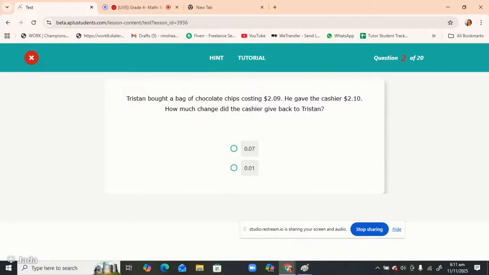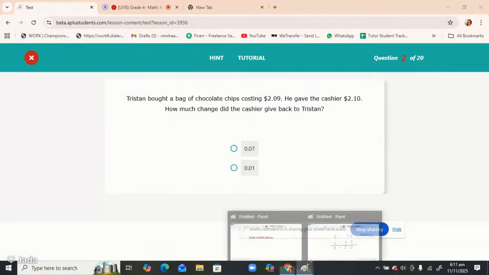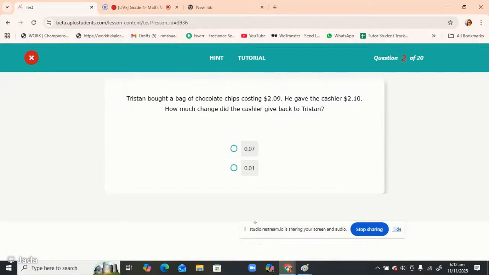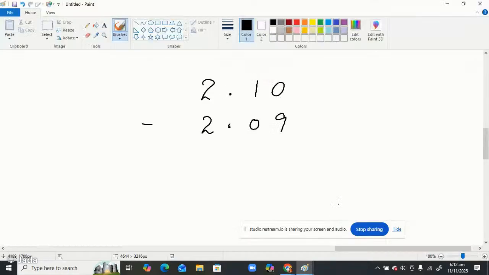Tristan bought a bag of chocolate chips. The cost is 2.09. He gave the cashier 2.10. So let's see how much he gave to the cashier. 2.10. And how much is the cost of that? This is 2.09. So here they are asking, how much change did the cashier give back to Tristan? So we are just going to find out the change that the cashier gives back to Tristan.